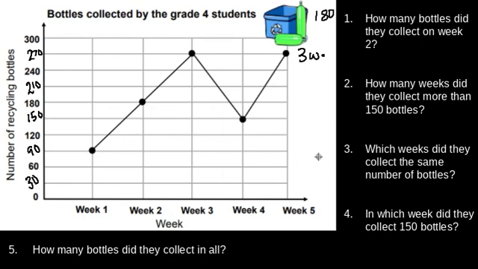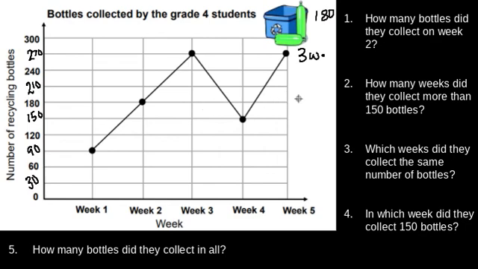Okay, let's see. In which week did they collect 150 bottles? That's straightforward. Where do we have 150? Right here, in week 4. So they collected 150 bottles on week 4. And how many bottles did they collect in all? Simple. Just add up the number of bottles for each week.